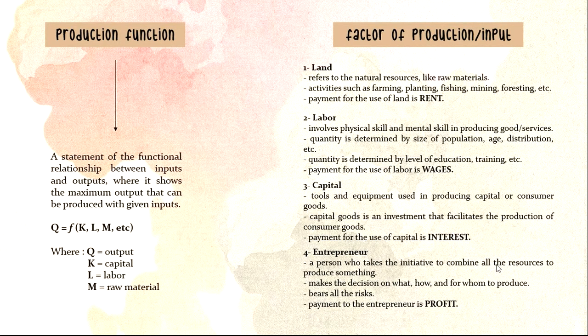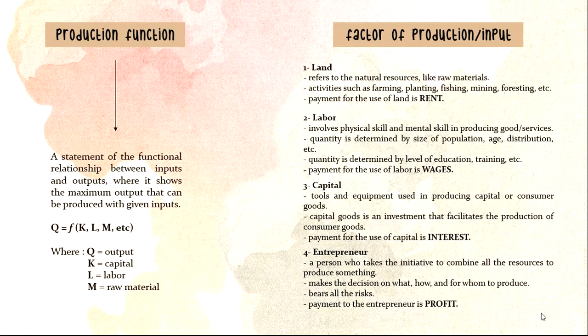So we move to the factors of production or input. We have four factors of production or input. The first one is land. It refers to the natural resources like raw materials, and activities such as farming, planting, fishing, mining, and foresting. Payment for the use of land is rent.